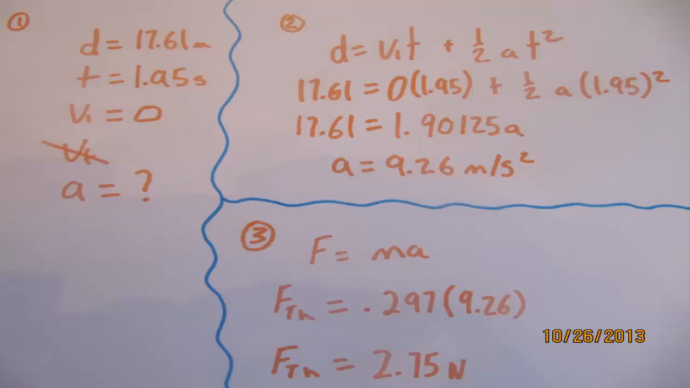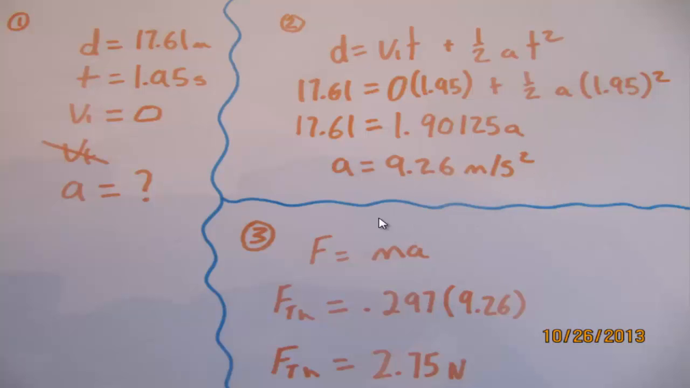The information gathered from the video just shown shows a car traveling 17.61 meters in the time frame of 1.95 seconds. The initial velocity of the car is 0, the final velocity we do not care about or wish to calculate, therefore we can calculate for the acceleration. The work for calculating the acceleration is shown in the area here. The final acceleration comes out to be 9.26 meters per second squared.